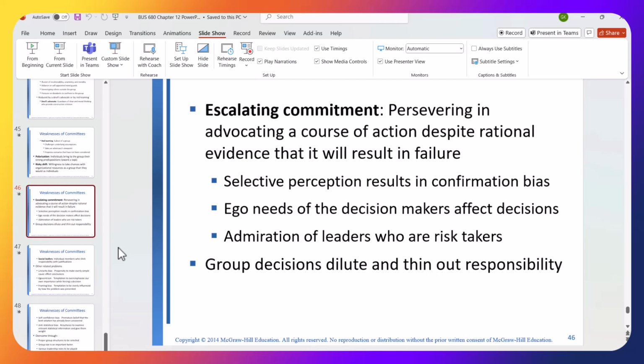Ego needs of the decision makers affects decisions. Do you have somebody who has an ego? I need to be in charge. I need to be the one to come up with ideas. Oh, I want to be the person taking charge. Whatever it may be, it could be any number of things.